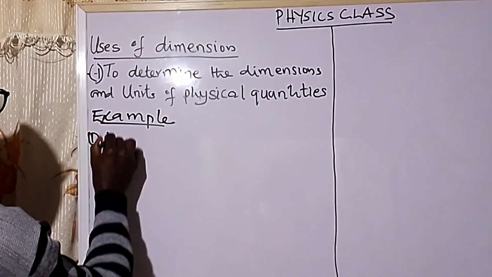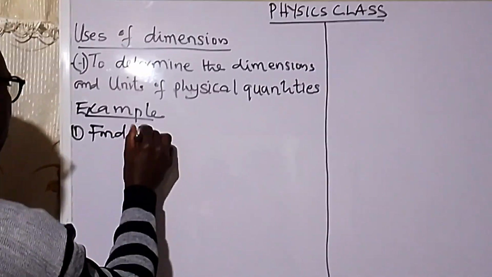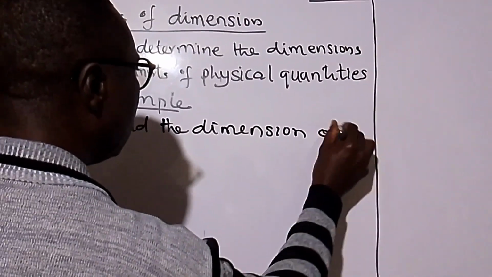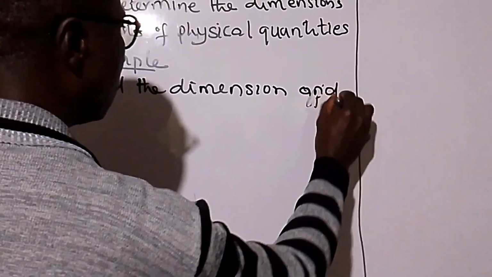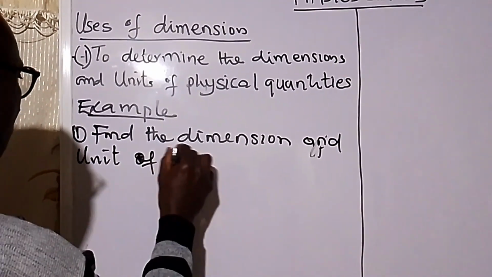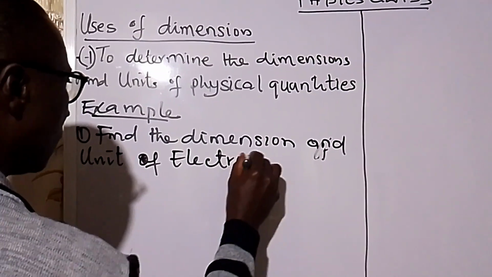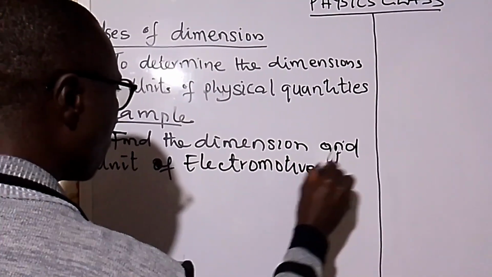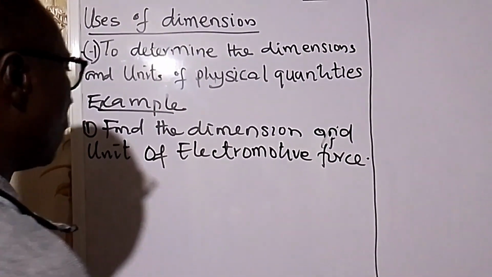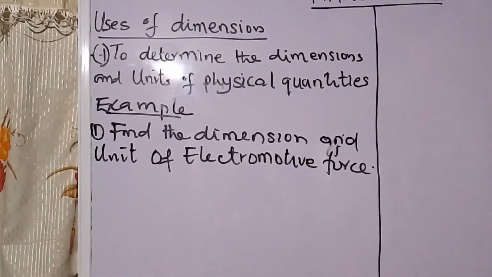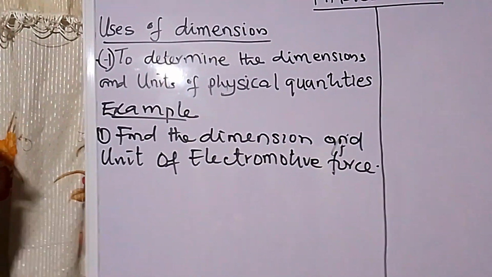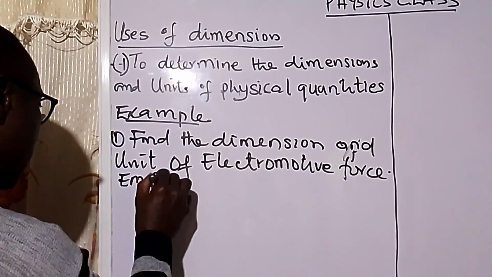For today, number 1, find the dimension and unit of electromotive force. Find the dimension and the unit of electromotive force. Don't forget, the derived quantity in this question is electromotive force, EMF.